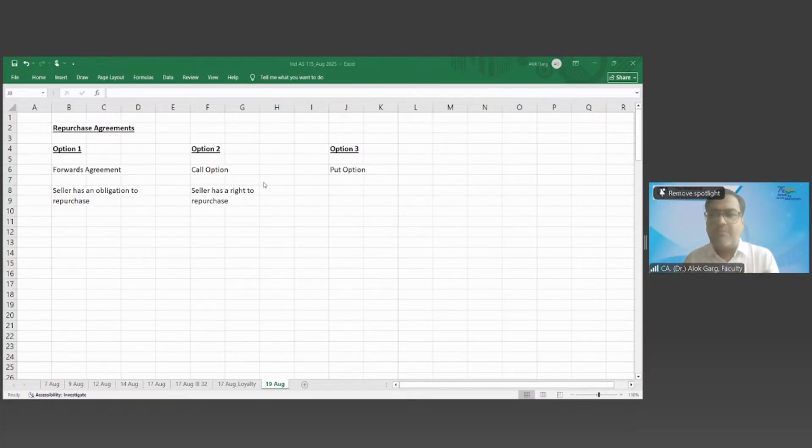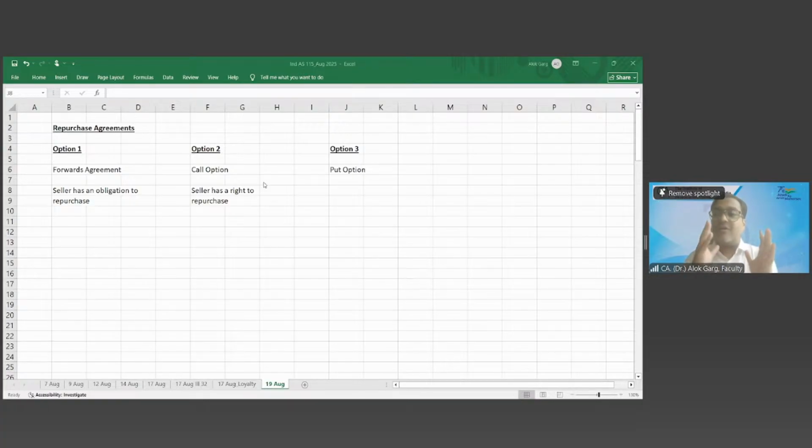So what is meant by obligation? For example, I will say, Anushi, you have an obligation to attend all the classes of FR. What does it mean? It is mandatory, right? But if I say, Anushi, you don't have an obligation, but you have a right to attend the FR classes, in that case, you have an option. If you want to attend, you can attend. If you don't want to attend, you can't attend, right? Understood the meaning of obligation and right? Meaning of forward agreement and call option?